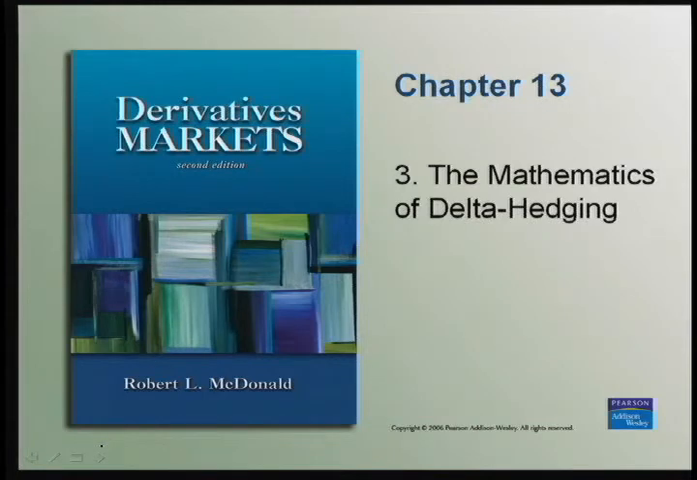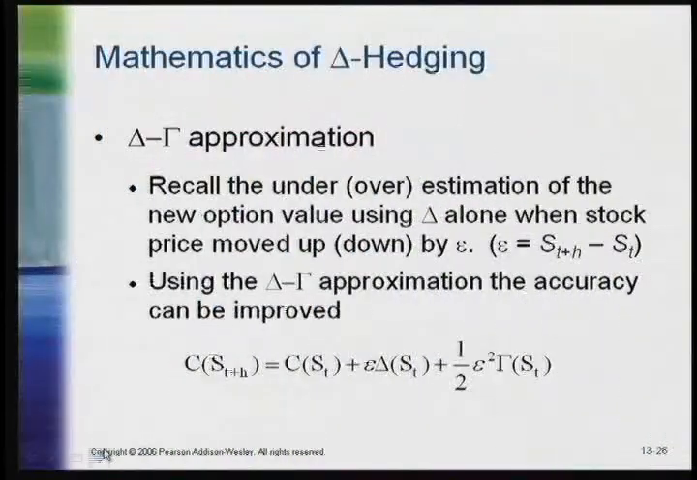In Module 3 of Chapter 13, we're going to look at the mathematics of delta hedging a little more formally. First of all, in the same way that you can approximate the change in the call price using delta, you can make an adjustment to that approximation using the gamma term. And the formula is at the bottom of the page, and here epsilon is just a change in the stock price. This should be familiar to those of you who've studied calculus. This is exactly a Taylor series.